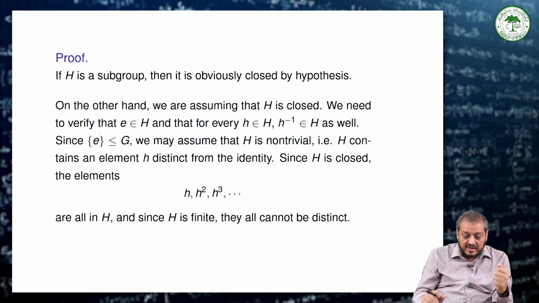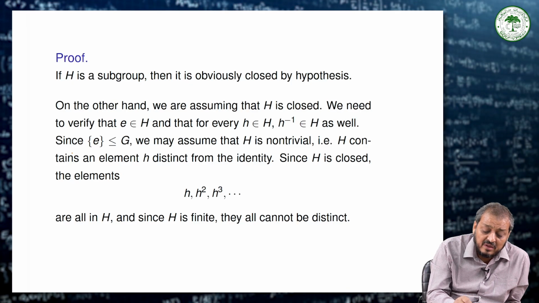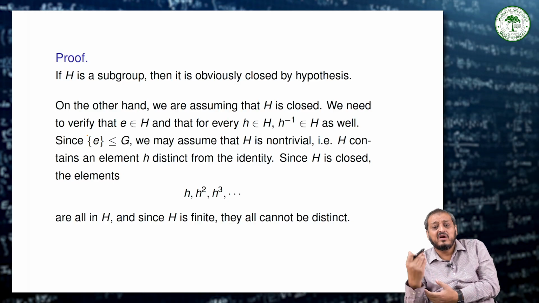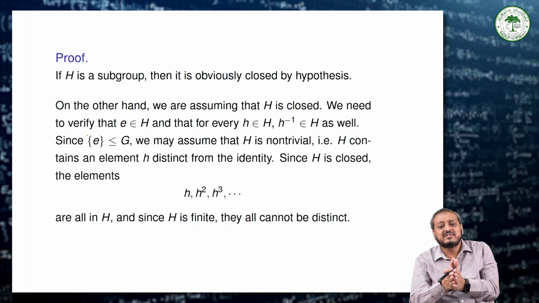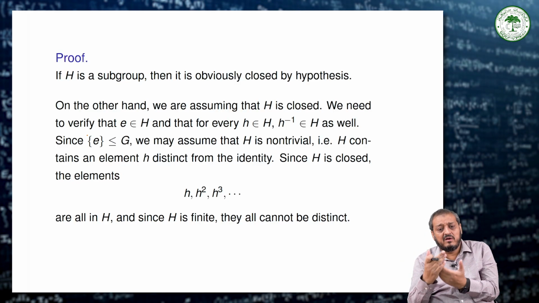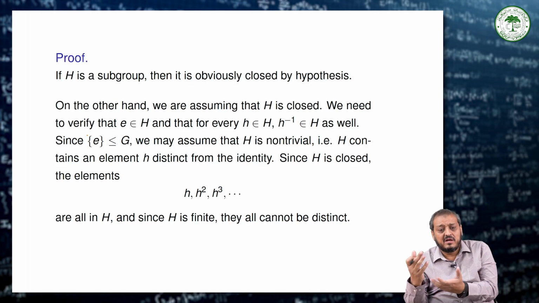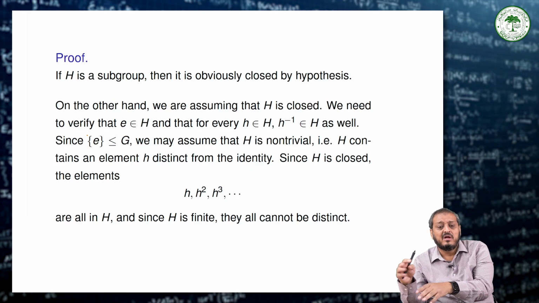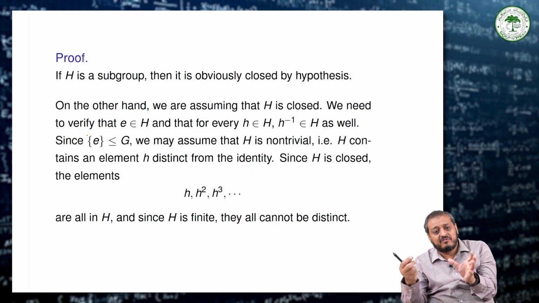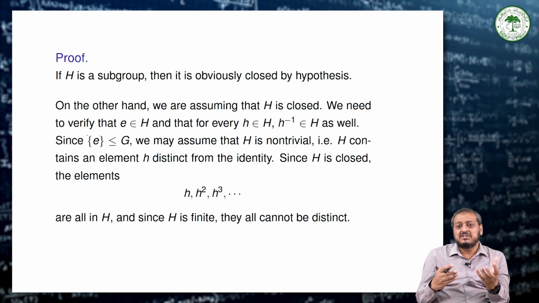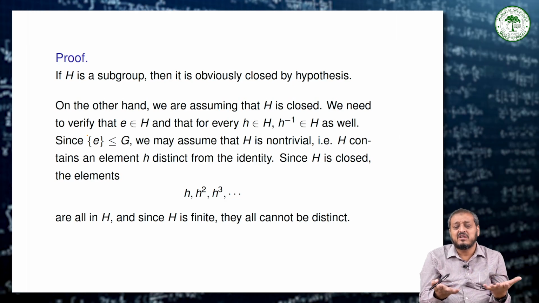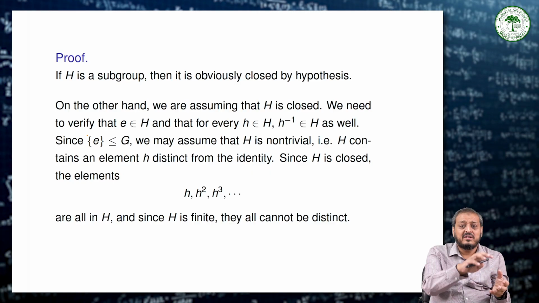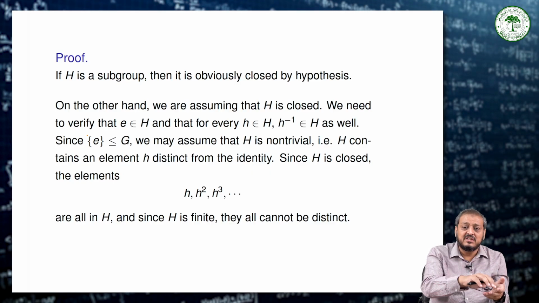So, let us try. If H has only the identity element, that is trivial. So we assume that H is non-trivial. If H contains only the identity element, then this proof is nothing; it is trivially a subgroup, and we finish. We have to assume that H is non-trivial.